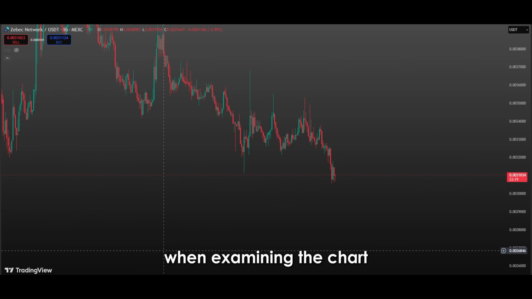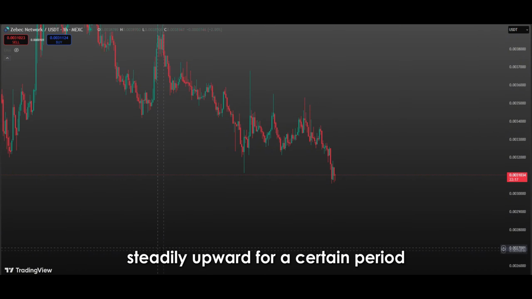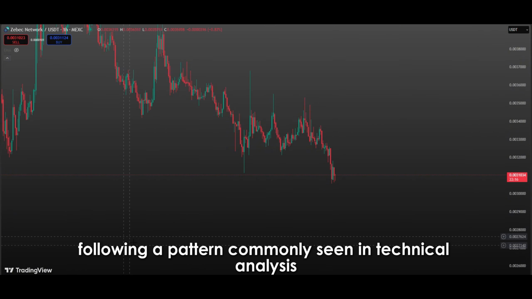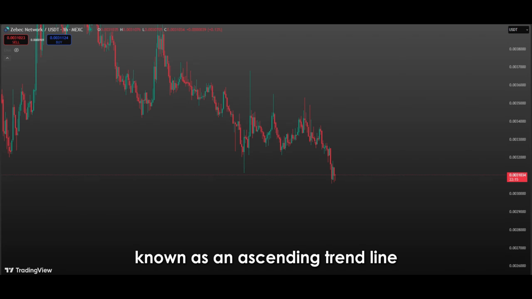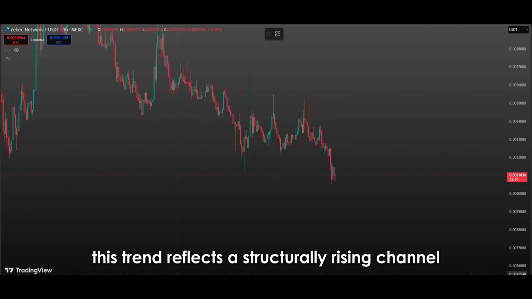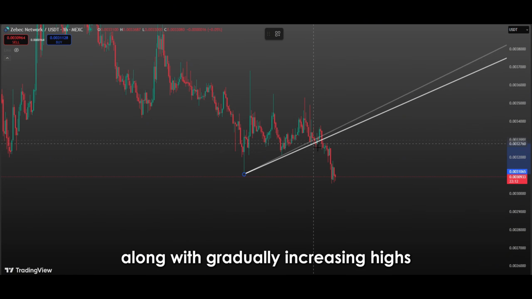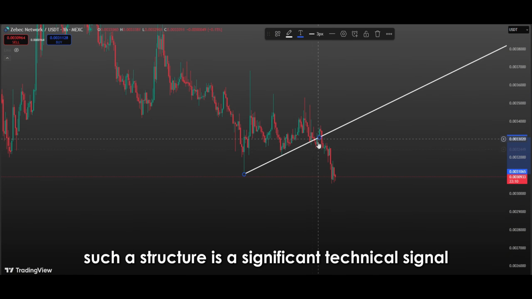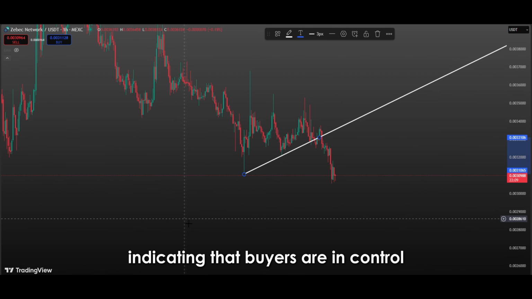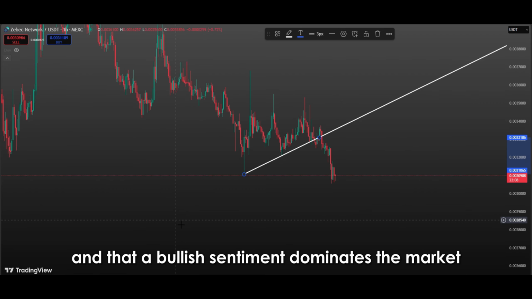When examining the chart, it is noticeable that the price has moved steadily upward for a certain period, following a pattern commonly seen in technical analysis known as an ascending trendline. This trend reflects a structurally rising channel formed by each successive low being higher than the previous one, along with gradually increasing highs. For investors, such a structure is a significant technical signal, indicating that buyers are in control and that a bullish sentiment dominates the market.